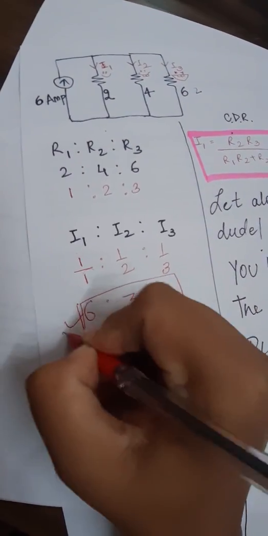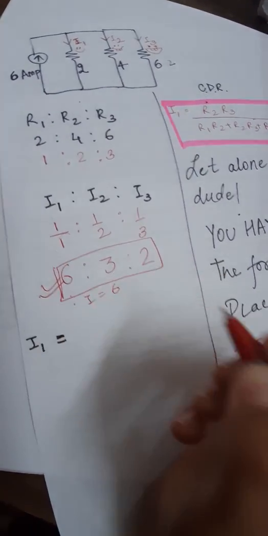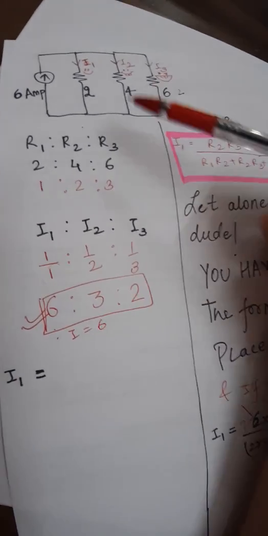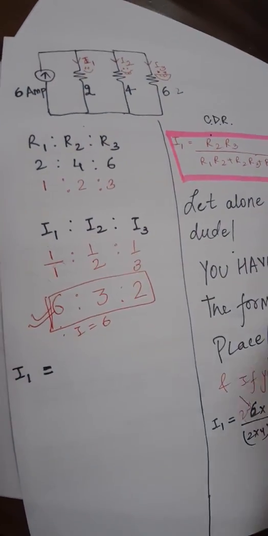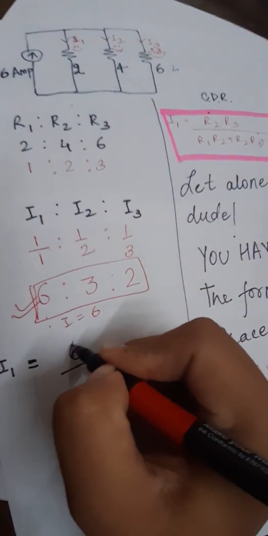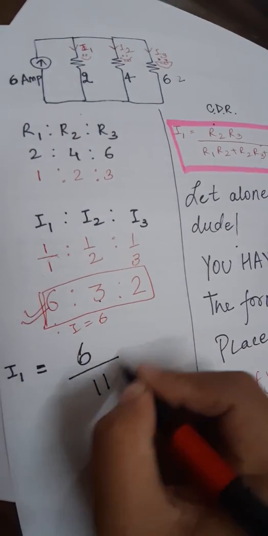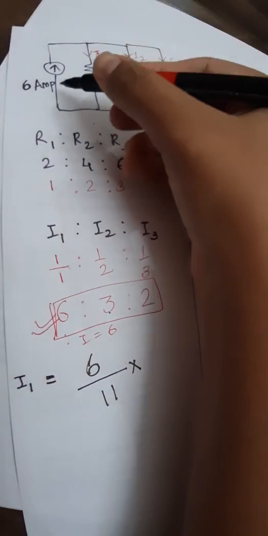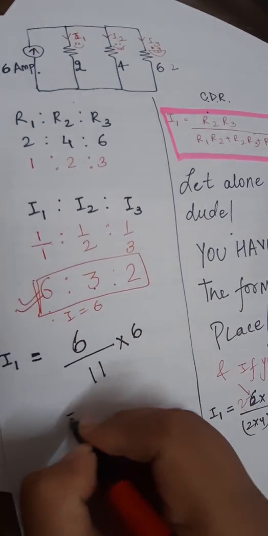That is our important thing. We have the ratio part and we have the total current, that is 6. Now if we want to find the current in this branch, I1, we take the part of I1, that is 6, upon the total, that is 6 plus 3, 9, 9 plus 2, 11, into the total current, that is 6.